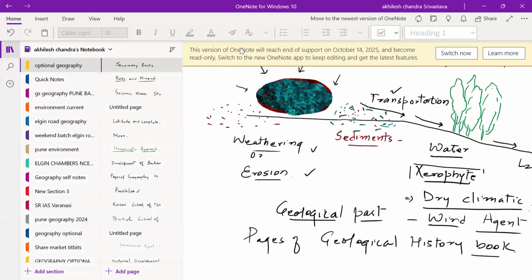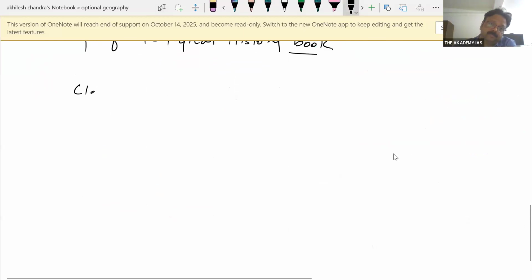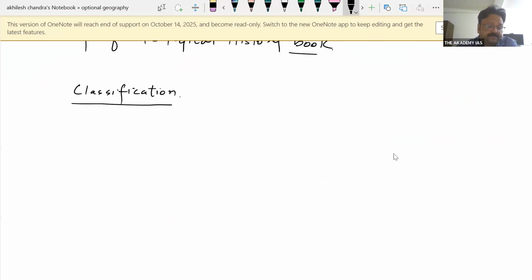Yes, sir. Let's have a classification of these sedimentary rocks. Classification on the basis of the process of lithification. That is cementation.